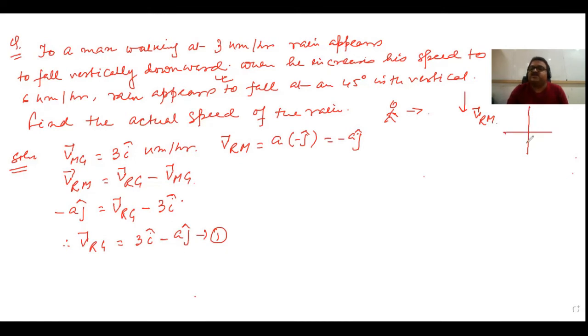When the speed of the man is 3 km per hour, rain appears to fall on it like this. Now, when he increases his speed to 6 km per hour, rain appears to fall at an angle of 45 degrees. So should I draw 45 degrees in this direction or this direction? Out of 1 and 2, which is correct? In the earlier sum, I showed that as the speed increases, this angle always increases, correct? So we need to consider this 45 degree, not this 45 degree. Be careful about this sum.